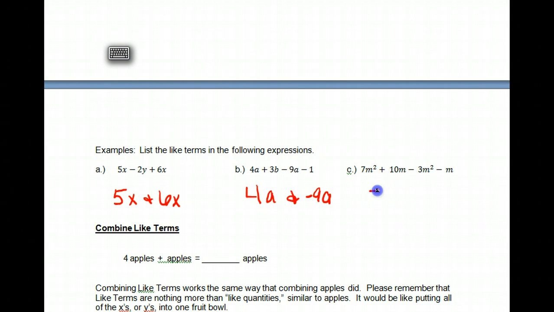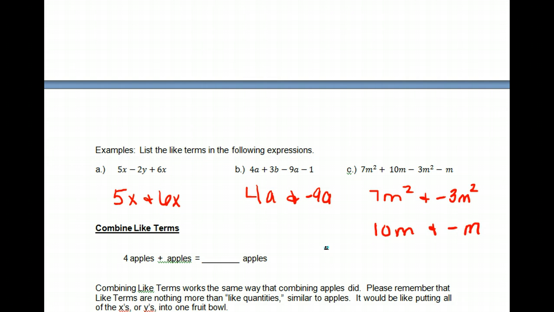The first set is 7m squared and negative 3m squared, because those ones have an m and a squared with them. Remember, everything about the variable as well as the exponent must be identical. And then the second set is the positive 10m and the negative m. Hopefully you guys did okay on that.